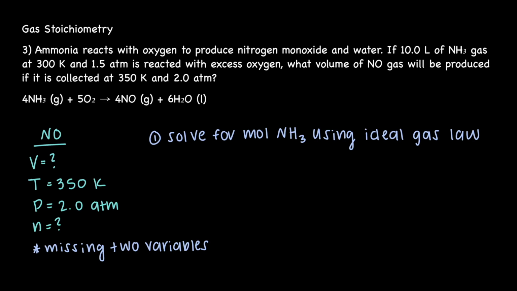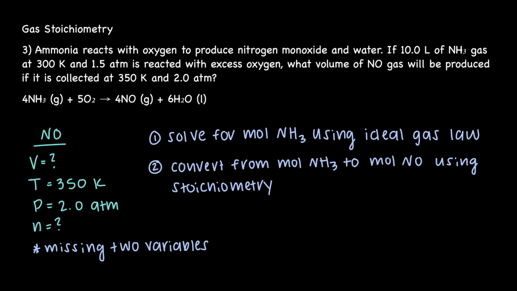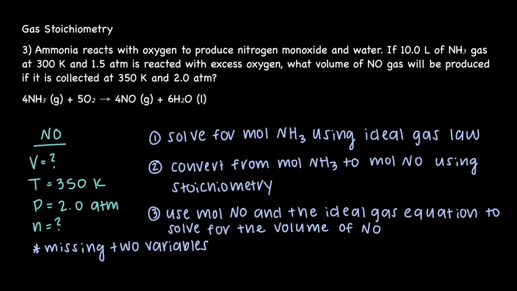If we find moles of NH3 first using the ideal gas law, we can then convert from moles of NH3 to moles of NO using stoichiometry, and then use moles of NO in the ideal gas law equation to solve for the volume of NO.